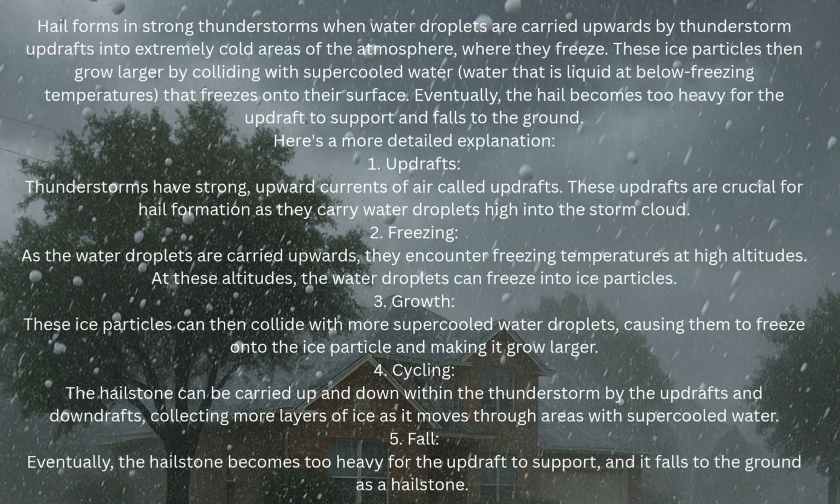Here's a more detailed explanation. 1. Updrafts. Thunderstorms have strong, upward currents of air called updrafts. These updrafts are crucial for hail formation as they carry water droplets high into the storm cloud. 2. Freezing. As the water droplets are carried upwards, they encounter freezing temperatures at high altitudes. At these altitudes, the water droplets can freeze into ice particles.